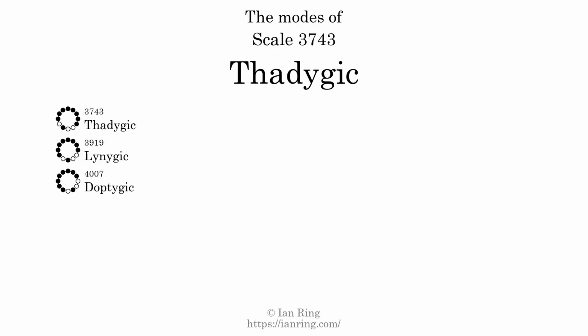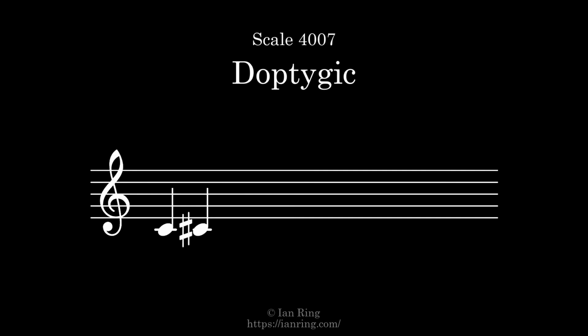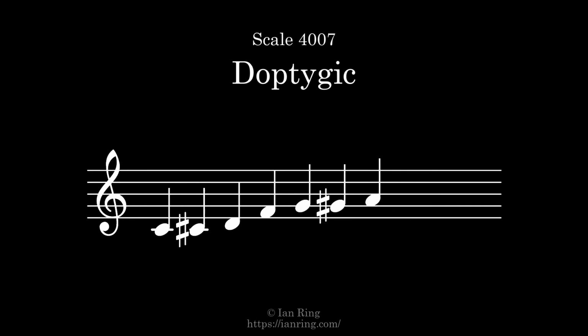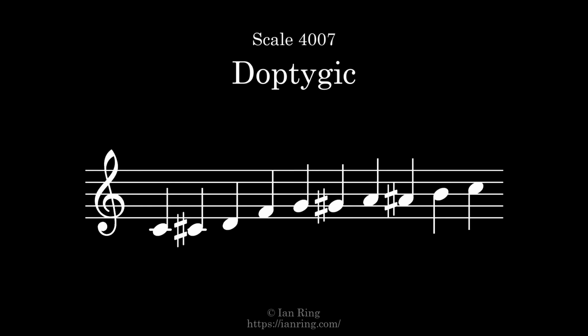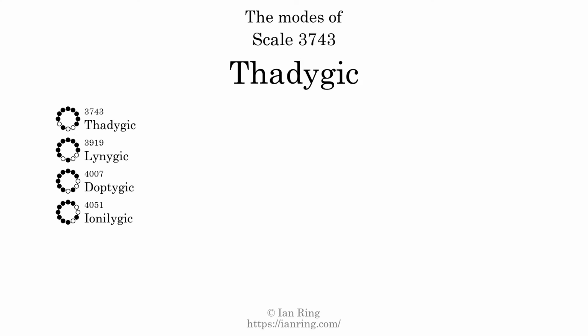The third mode is scale 4007, also known as Thadygic. It sounds like this. The fourth mode is scale 4051, also known as Thadygic. It sounds like this.